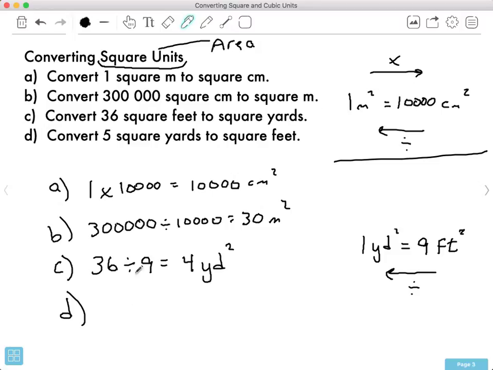And then going the other way, if I have 5 square yards, so if I'm going from the bigger unit to the smaller unit, I want to multiply. So 5 square yards times the conversion factor of 9 would be 40 square feet. So that's area, dealing in square units.